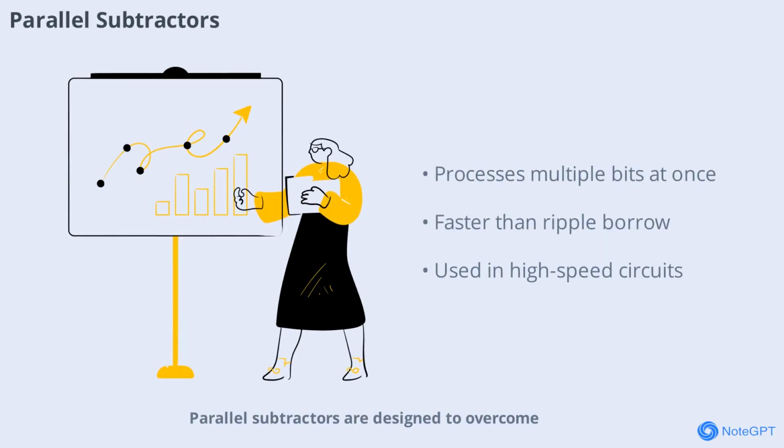Parallel subtractors are designed to overcome the speed limitations of ripple borrow subtractors. They use additional logic to process multiple bits simultaneously, reducing the overall delay. This makes them ideal for high-speed applications where quick subtraction is essential. While more complex, parallel subtractors are a key innovation in digital circuit design.